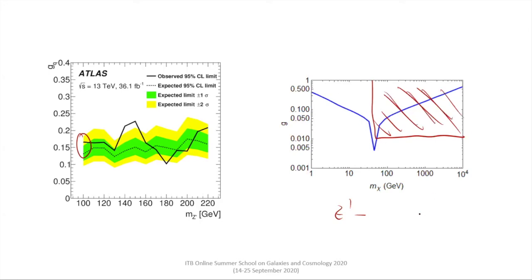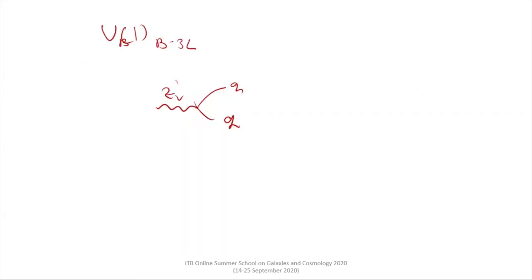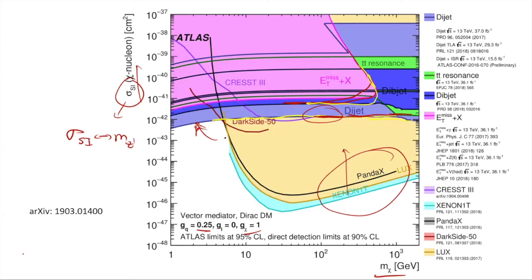So yeah, the LHC can put some strong bounds in some models. But in order to compare direct detection with the collider, or direct detection against indirect detection, you have to be really careful because there are model considerations to be made.